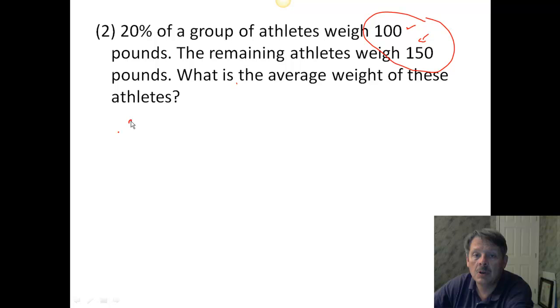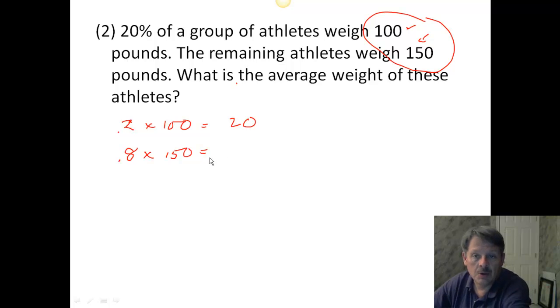So how do I do that? Well, 20% or 0.2 times 100, and 0.8 or 80% times 150. Again, I do a lot of mental math. So 0.2 times 100 is going to be 20, because 2 times 100 would be 200, but if I move the decimal point, it's 20. I can't do 0.8 times 150 in my head. Well, 0.1 times 150 would be 15, 0.2 would be 30, 0.4 would be 60, and 0.8 would then be twice 60, or 120.